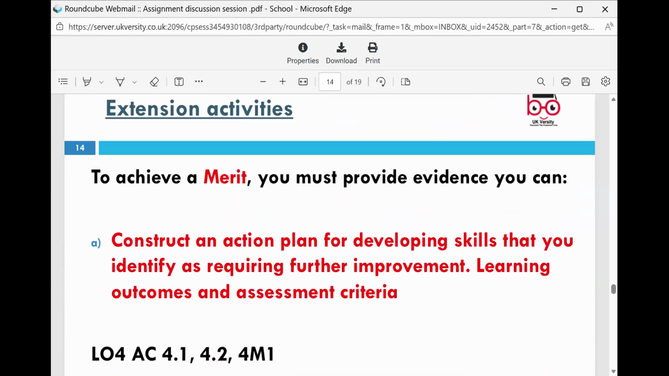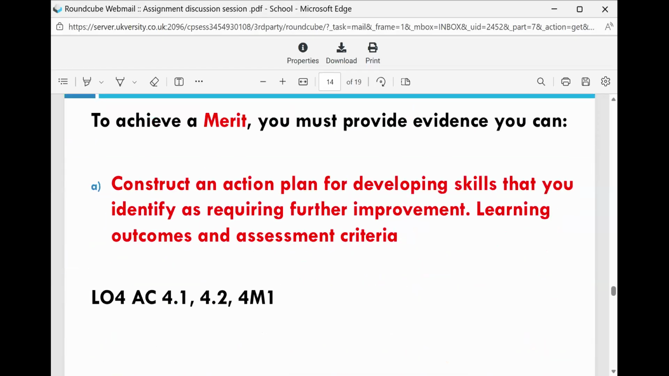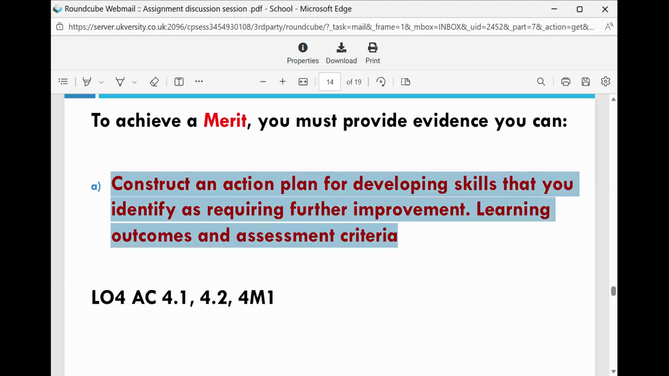For the extension criteria to get a merit, he also asked that you must provide evidence that you can construct an action plan for developing skills that you identify as requiring further improvement. So it may be the fact that you need further training in teamwork. It may be you need training in IT. It could be training in using Word documents. It could be anything. Okay, so these are ways to improve. So you need an action plan, and this is to get a merit.